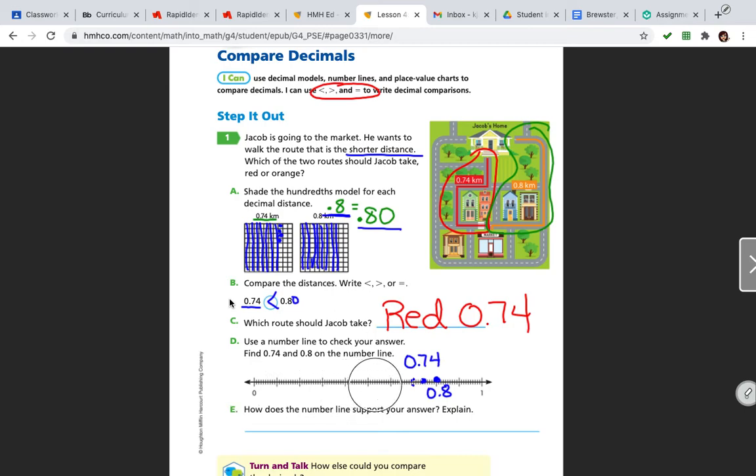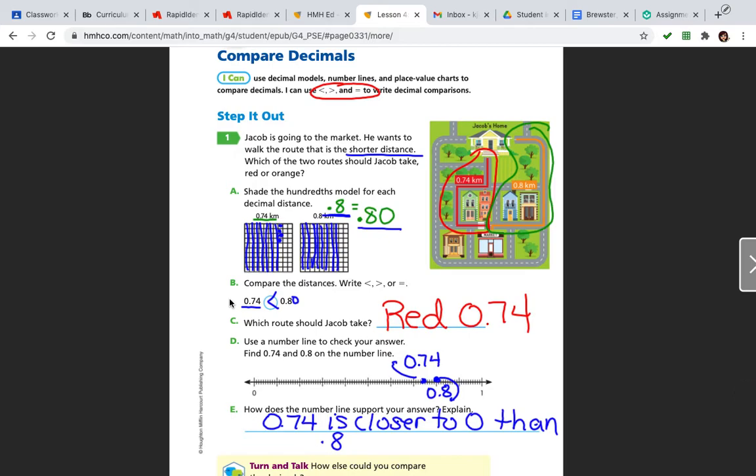So that one is 74 hundredths. This one's 8 tenths. How does the number line support your answer? Well, it shows that 74 hundredths is closer to 0 than 8 tenths. So we want to go the shorter distance. So 74 hundredths is shorter than 8 tenths, or 80 hundredths.